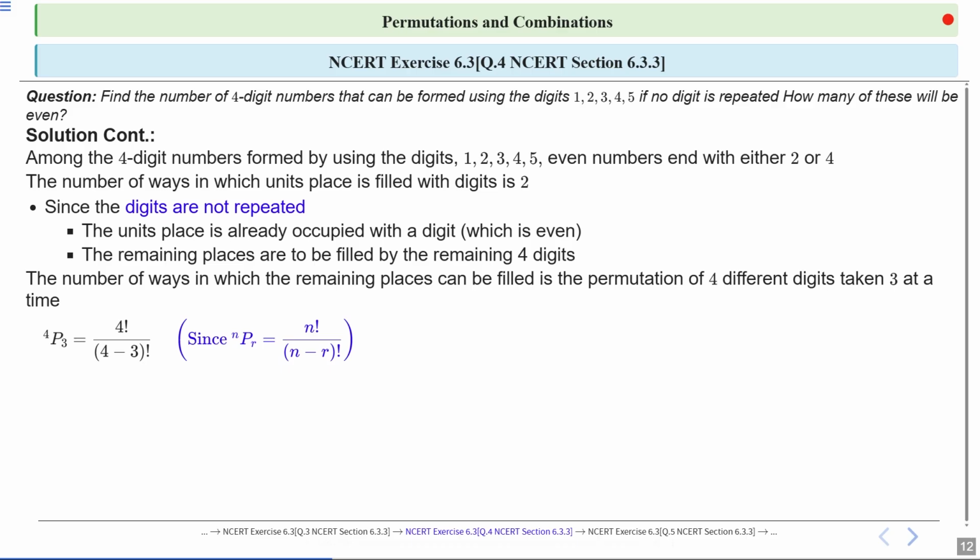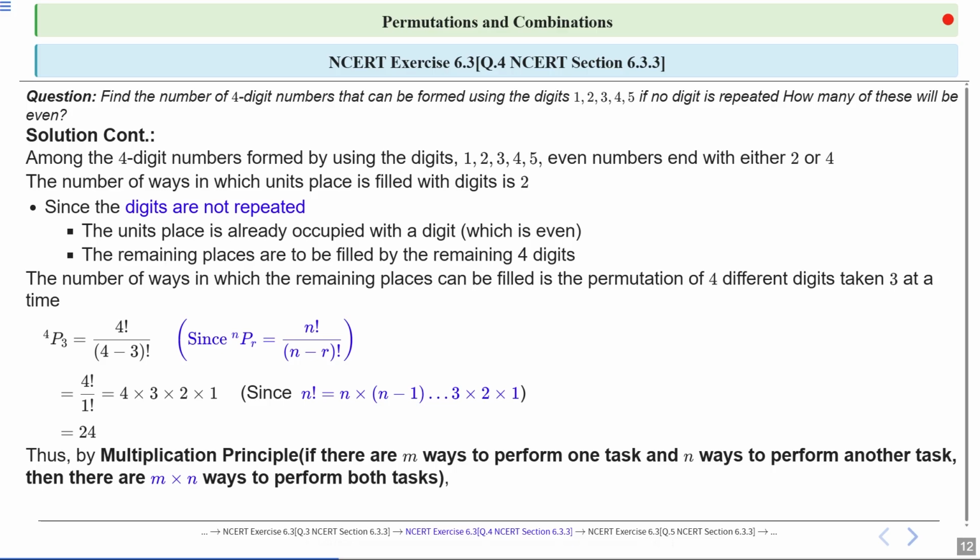The formula for the permutation is nPr equals n factorial upon n minus r factorial. Here n is 4 and r is equal to 3. So we calculate 4P3 is equal to 4 factorial upon 4 minus 3 factorial. Using the formula n factorial is equal to n times n minus 1 times n minus 2 and so on, 4 factorial upon 1 factorial is simply equal to 4 into 3 into 2 into 1. So finally we got 24. So 4P3 is equal to 24.